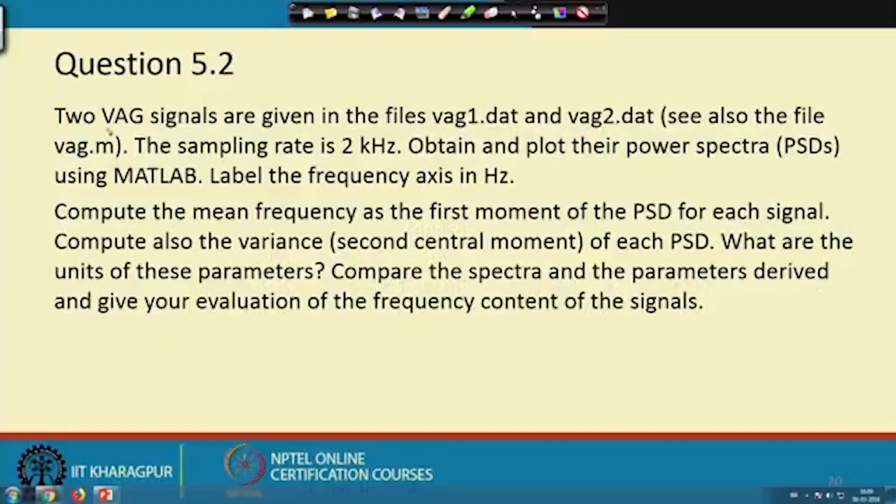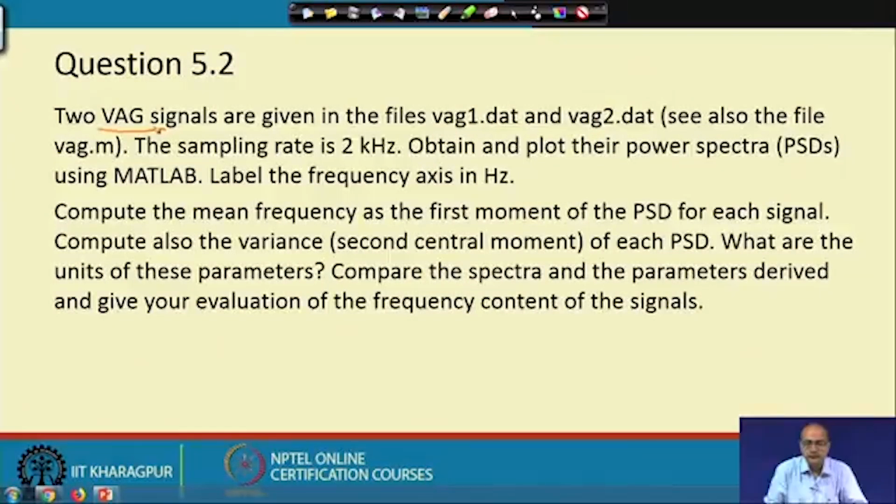The second problem: we take two VAG signals, that is vibroarthrogram. The two signals, VAG1.dat and VAG2.dat, are sampled at a frequency of 2 kilohertz. Now, we have to get the plot of the power spectrum, okay?